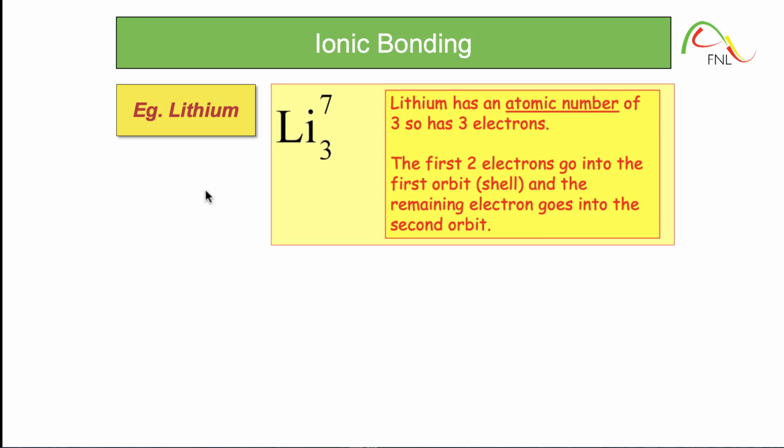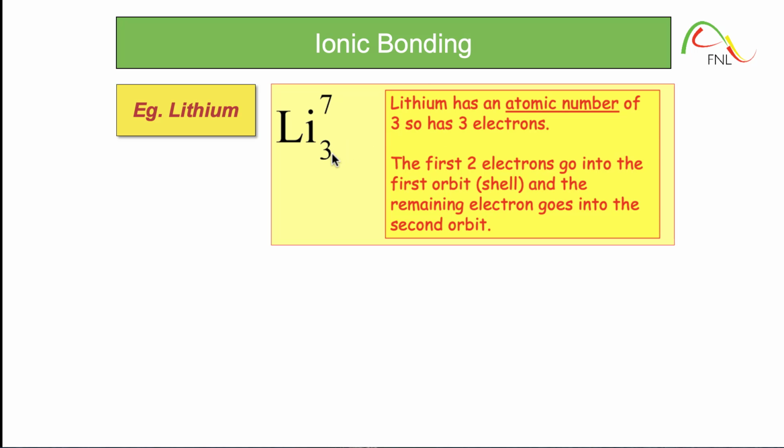For an example of ionic bonding, let's look now at lithium. So here we're looking at ionic bonding. We'll cover covalent bonding in a later video. Here's lithium. This is what we know. Lithium, symbol Li, has a mass number of 7. It's got an atomic number of 3. Now this is what we're interested in here, the 3. Okay, so lithium has atomic number 3, so has 3 electrons.